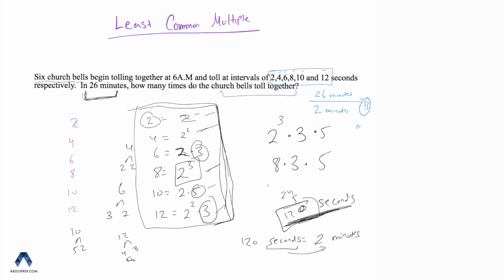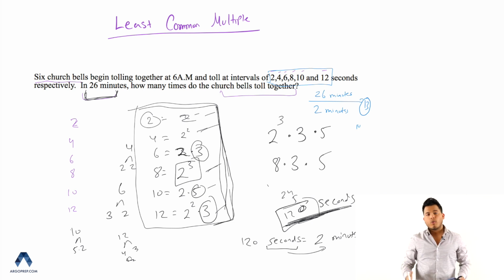So, what's our answer? If you tell me the answer is 13, you're wrong. Reread the question. What's going on? It says 6 church bells ring together starting at 6 a.m. You're forgetting to add 1. At 6 a.m., all 6 church bells ring together. So although it's 13, you have to do 13 plus 1, and the answer is 14.